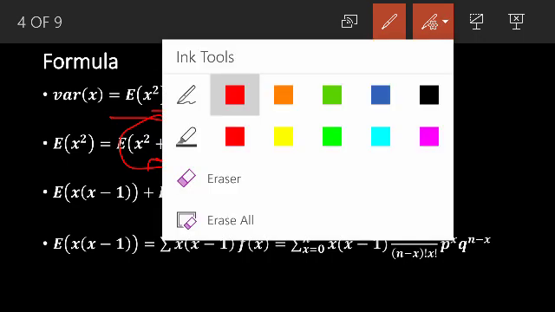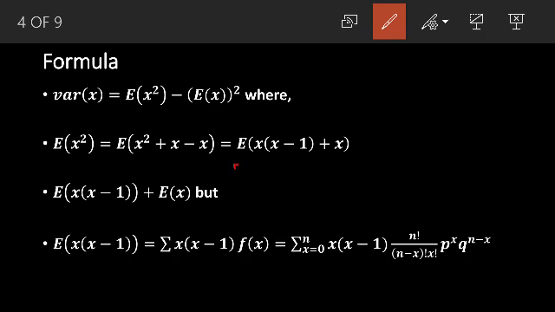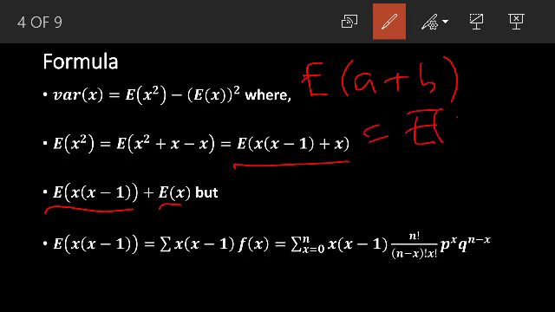Okay, so at that point here, we get this. Now we can separate this as the expected value of x into x minus 1 plus the expected value of x. That's according to the law of expectation. When you have the expectation of a plus b, it's the same thing as the expected value of a plus the expected value of b. That's the reason for this separation here.